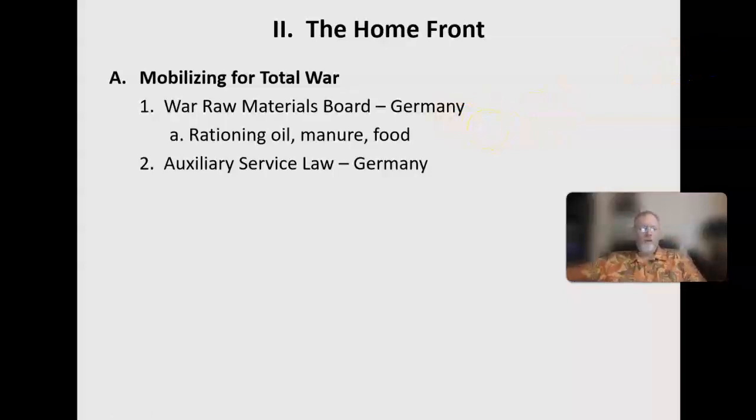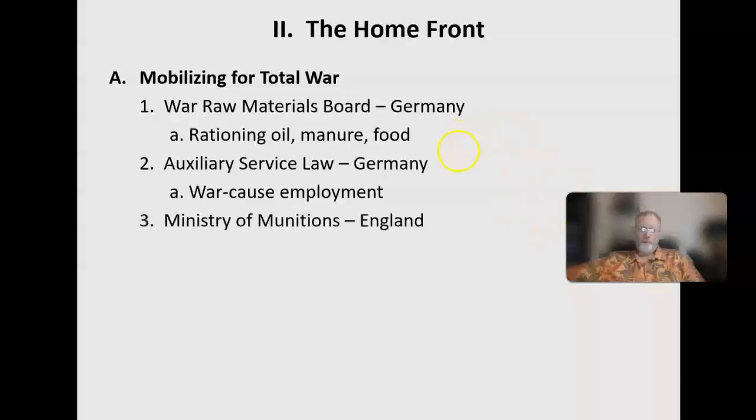The Auxiliary Service Law required German males between 17 and 60 to work only at jobs that are what's called war-cause employment. You could only work at a job that benefited the war. If you were an adult male under retirement age, you could only work in jobs that benefited the war or join the military. Just about everyone worked to support the war cause all across the world.